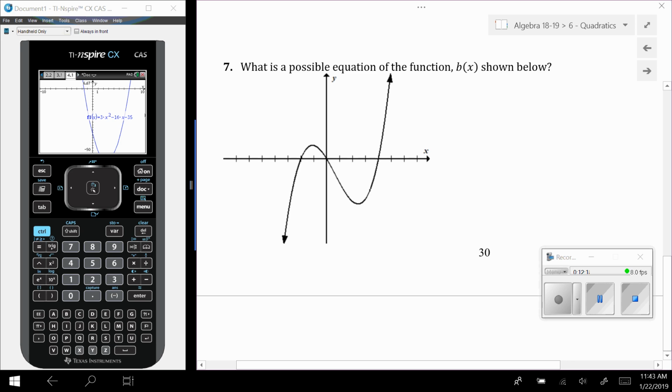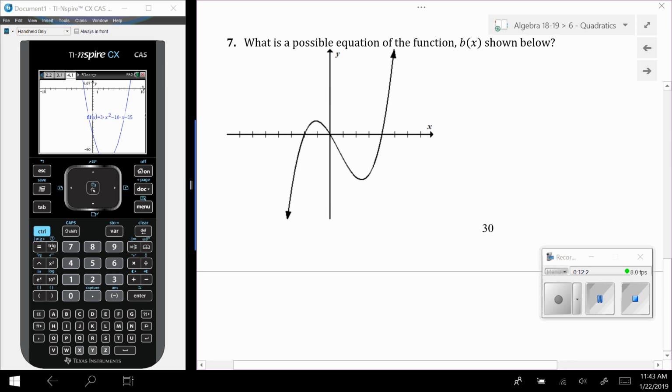Last but not least, I want to hop down to this one. What is a possible equation? The first thing I want you to know is that this is not a quadratic. This is a power of degree 3. When we look at it, we've got our x-intercepts at 4, 0, and negative 2. So it's kind of like we're going backwards, and this was a lot like what we did the day before. So if these are our solutions, how do you go backwards?